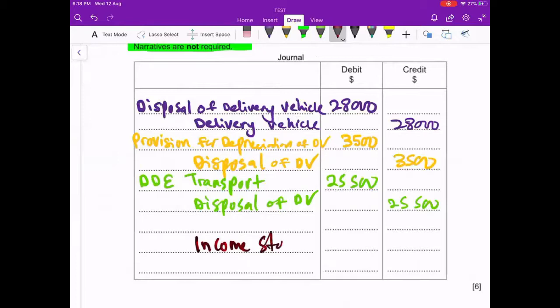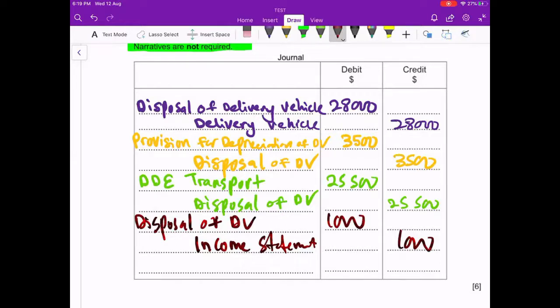income statement, 1,000. And then the debit will be disposal of delivery vehicle. So the red color, you do or you don't do, it doesn't affect the marks. No effect on the marks. Check the answer.